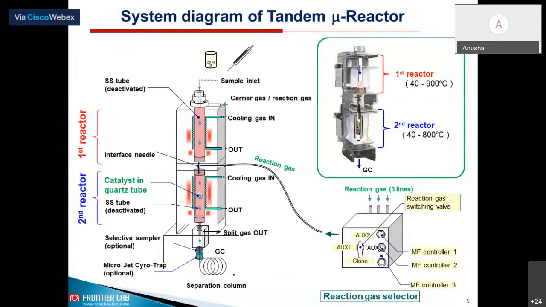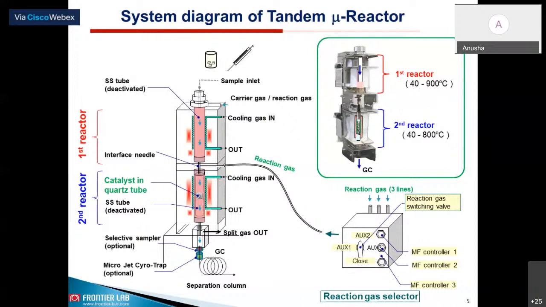Also, this system is equipped with a switching valve and additional reaction gas line, and also a flow controller. You can see at the bottom there is a flow controller where you can manually control the flow so that one of the reaction gases can be introduced during the analysis in addition to the carrier gas. So not only your carrier gas, any additional gas can also be introduced into the system. I hope this is clear.